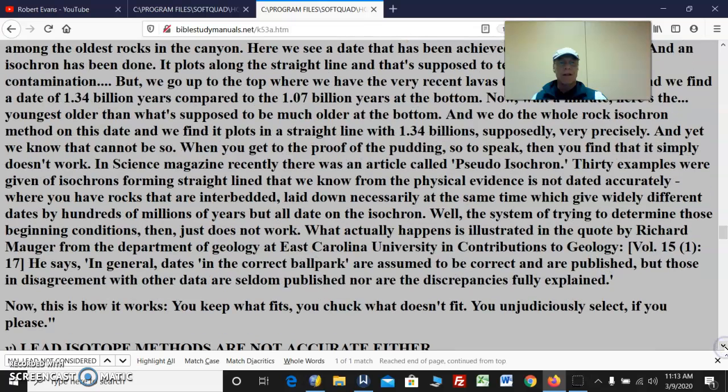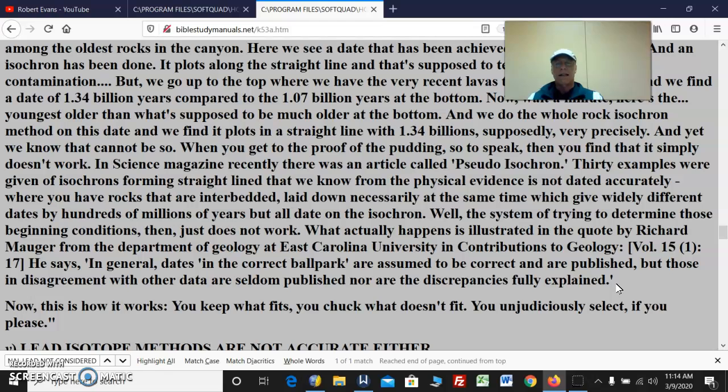So their method says, oh yeah, this is a good one, but they're next to each other. How could they be billions of years older than the other? Yet the system of trying to determine those beginning conditions just doesn't work. What actually happens is illustrated in the quote by Richard Mulliger from the Department of Geology at East Carolina University in Contributions to Geology. He says, in general, dates in the correct ballpark are assumed to be correct and are published, but those in disagreement with the other data are seldom published, nor are the discrepancies fully explained.